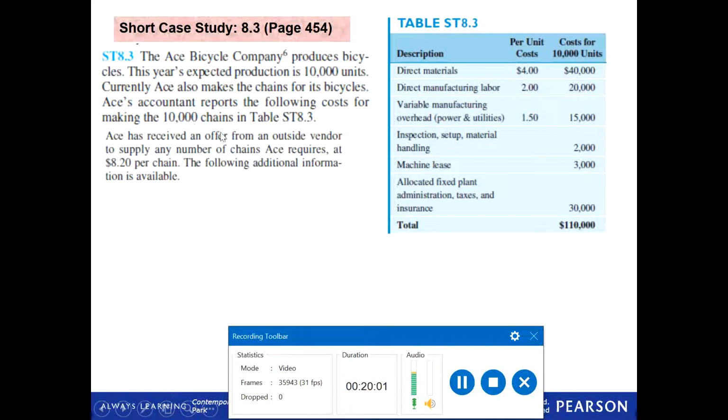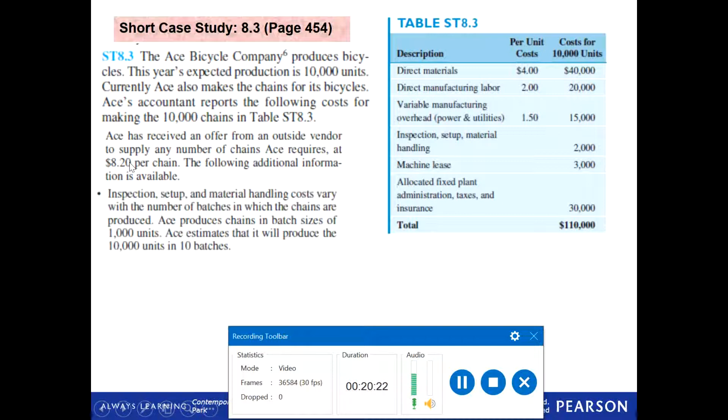Ace has received an offer from an outside vendor to supply any number of chains Ace requires at 8.20 per chain. So when we look at here, we say, okay, it's going to cost us 11 and the cost is 8.20 from the outside supplier. It is better to purchase from outside, right? If this is the scenario, let's see.